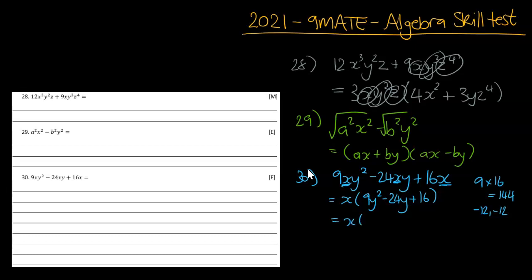So we're going to have x, open bracket, 9y squared minus 12y. I need to stop writing x by mistake. Minus 12y plus 16, close bracket. I now factorize the groups. There's my first group. There's my second group.